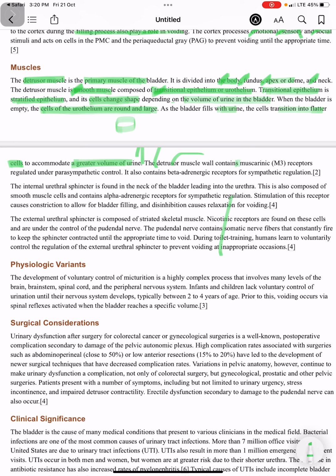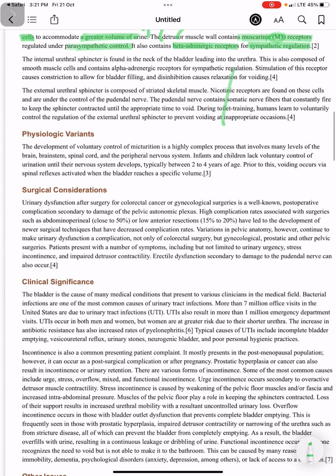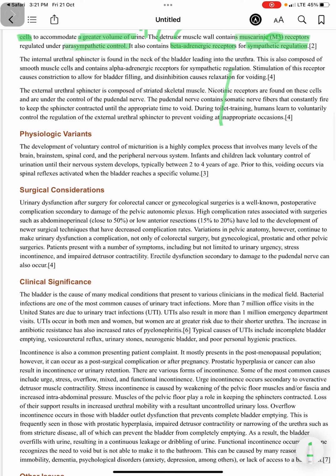And the detrusor wall contains muscarinic M3 receptors for parasympathetic control. Which receptors? M3 receptors for parasympathetic control, and it contains beta adrenergic receptors for sympathetic regulation.